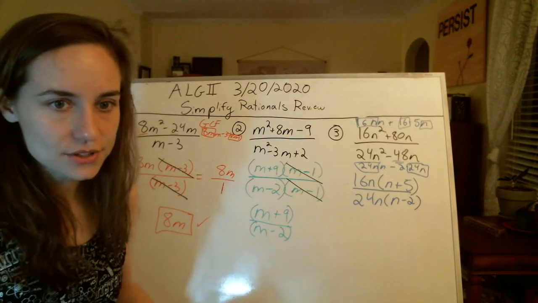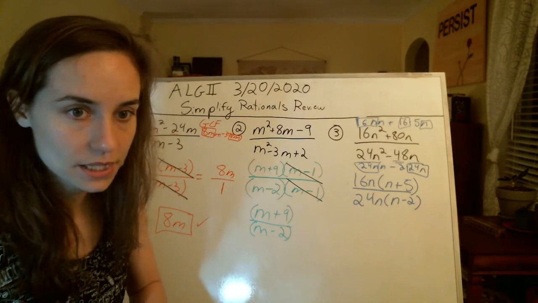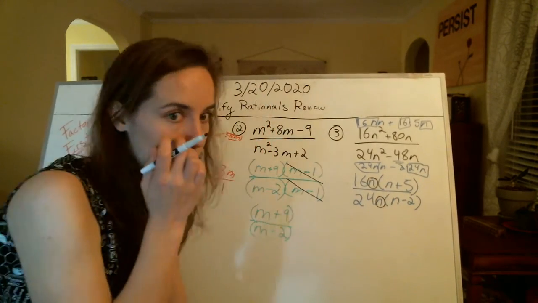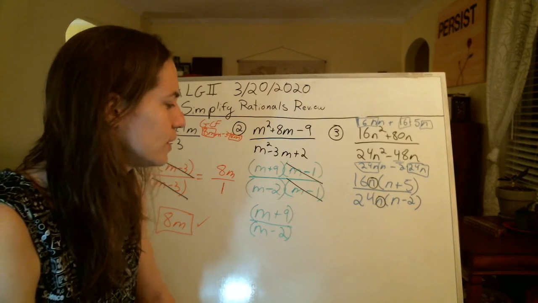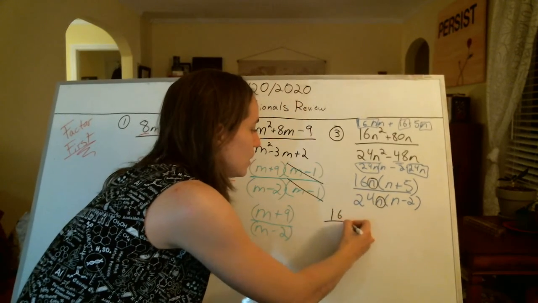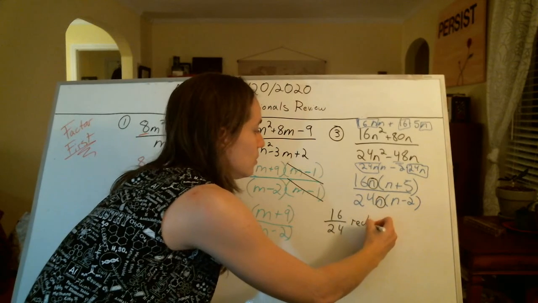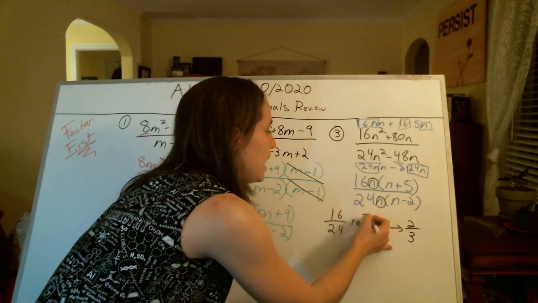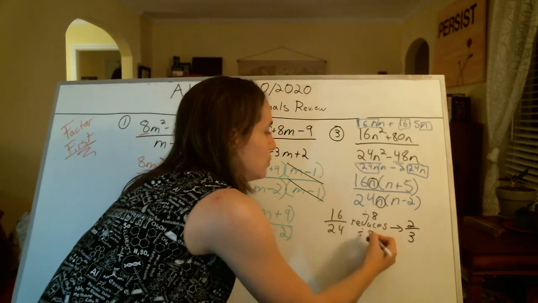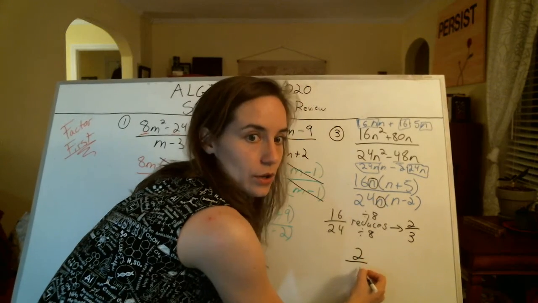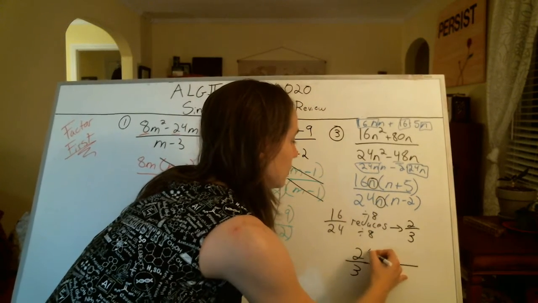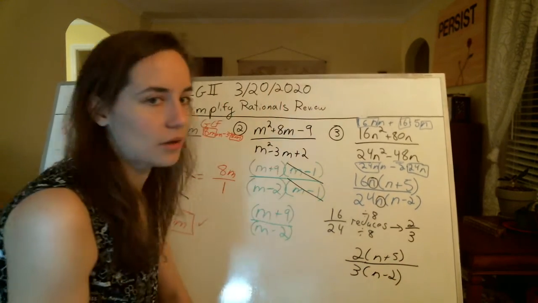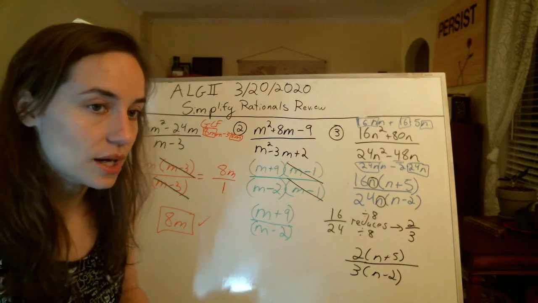So what actually cancels in this one? Well, our binomials are going to be left alone, and our n's are going to cancel. Our plain monomial n's. Okay, that's 16 over 24. 16 over 24 reduces to 2 over 3 by dividing by 8. So our final answer will actually be 2 over 3, and then keep our binomials n plus 5, n minus 2. So that's a little bit gnarly, but they do get weird sometimes, but you got this.